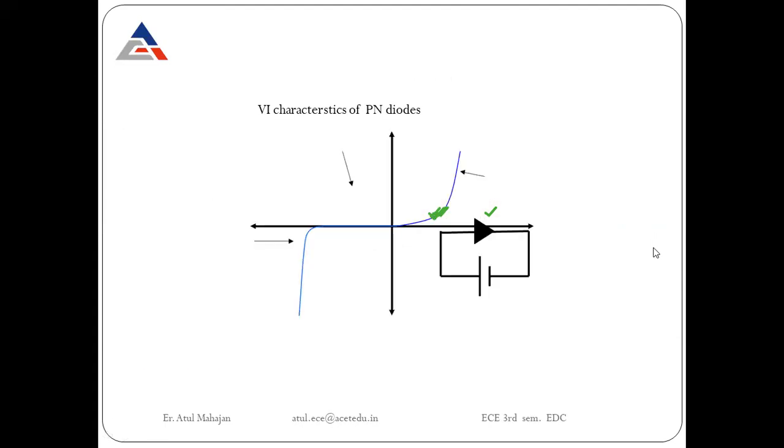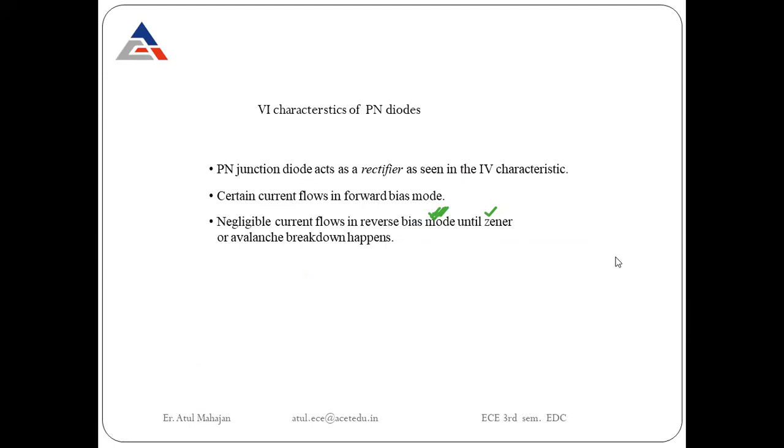So the VI characteristics, what does this suggest to us? The PN junction diode acts as a rectifier, as seen in the IV characteristic. A certain current flows in the forward bias mode, and some is contained in the reverse bias or negative region also. Negligible current flows in the reverse bias mode until Zener or avalanche breakdown happens.